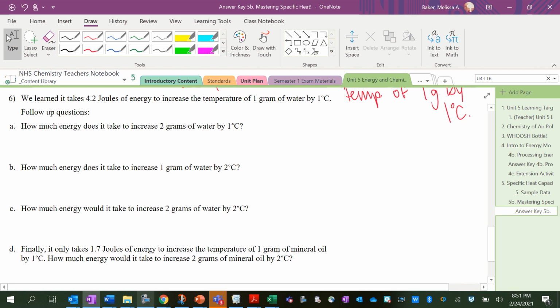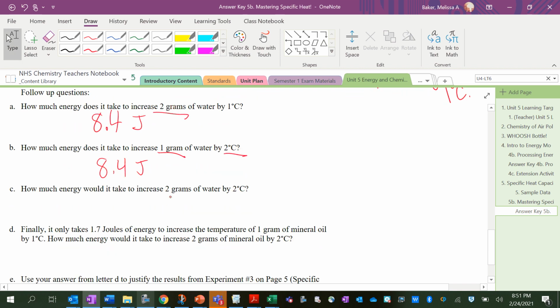We learned that it takes 4.2 joules of energy to increase the temperature of 1 gram of water by 1 degree Celsius. So how much energy would it take to increase 2 grams by 1 degree Celsius? Well, it would take double. It would take 8.4 joules. Okay, how much energy does it take to increase 1 gram of water by 2 degrees Celsius? Also 8.4 joules.